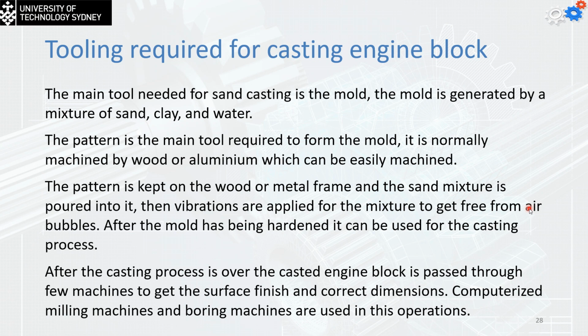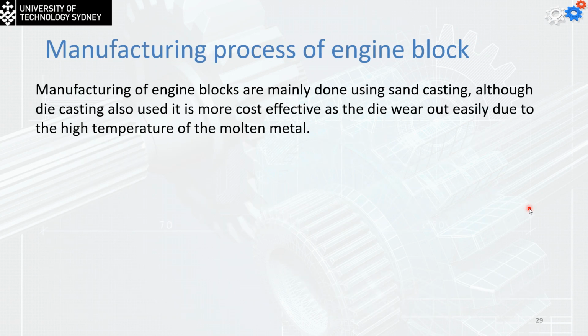After the casting process is over, the casted engine block is going to be passed through a few machines to get the surface finishing and the correct dimensions. We can use the CNC milling machine and the boring machines to do these operations: the surface finishing, the leveling of some of the surfaces, drilling, tapping, boring. Okay, honing operation also can be used.